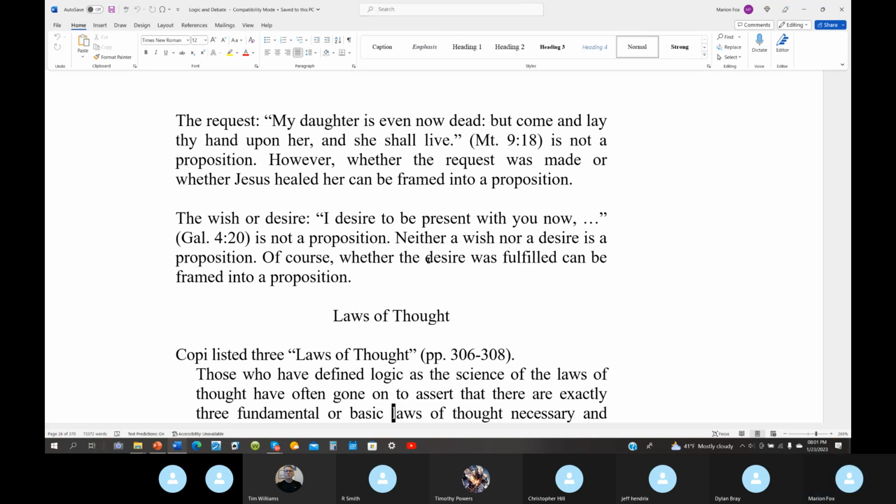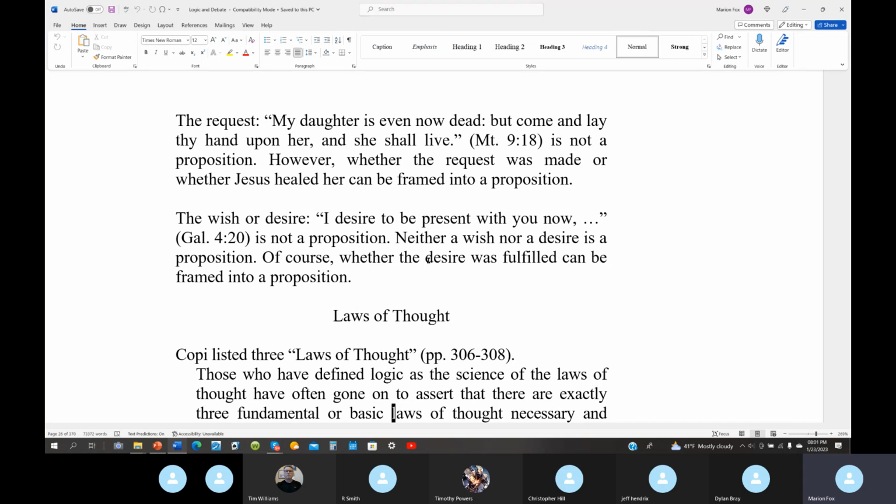Last of all, a wish or a desire. I desire to be present with you now. Galatians 4:20 is not a proposition. Neither a wish nor a desire is a proposition, because you can't say it's true or false.